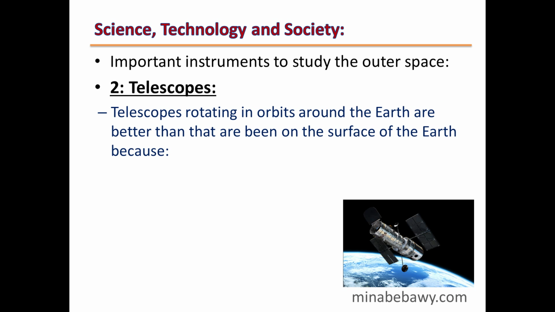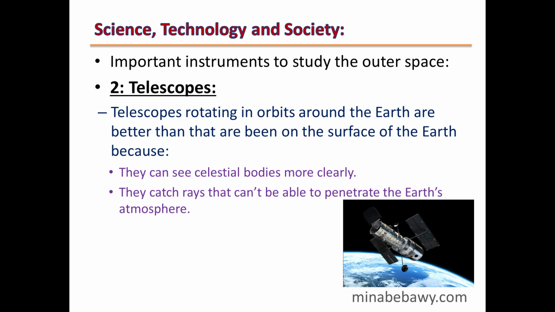Telescopes rotating in orbits around the Earth are better than those on the surface of the Earth because they can see celestial bodies more clearly. They catch rays that are not able to penetrate the Earth's atmosphere.